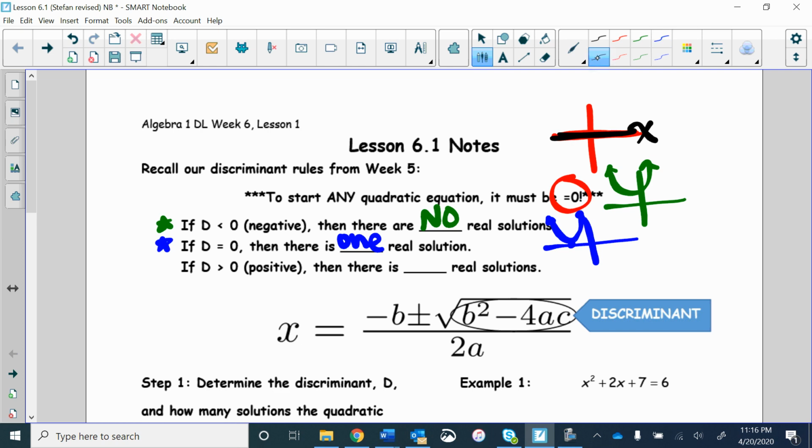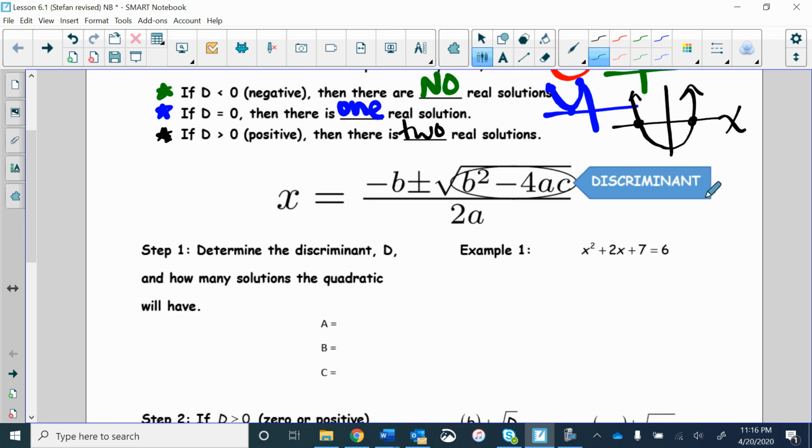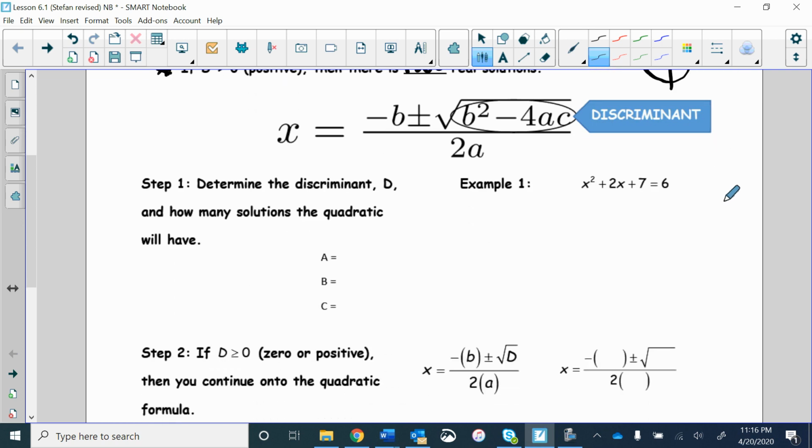The third case we looked at last week is when D was greater than 0, so positive. When that happens, there are two real solutions. That's more of our standard quadratic, where it crosses the x-axis twice. So now that you have practiced the discriminant for a whole week, remember that's the part underneath the radical, we're going to add the additional step of plugging into the quadratic formula.